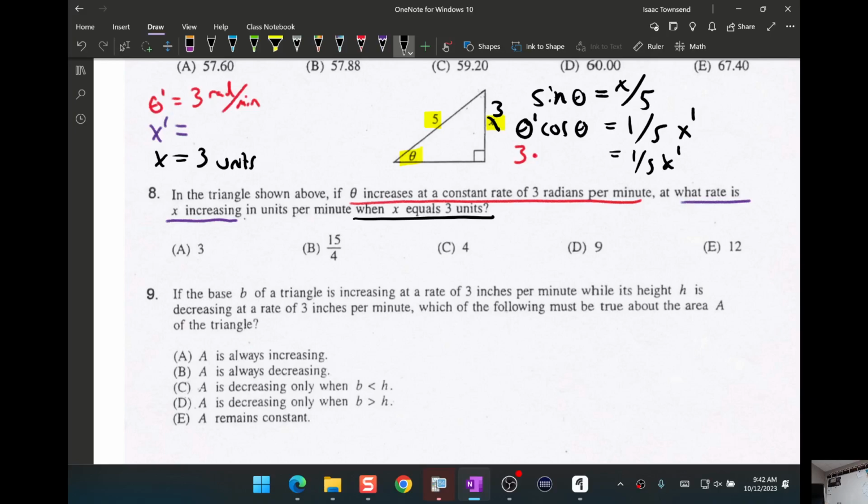So I still need to find cosine theta. Well, how do we normally find cosine of an angle? Okay, so you've got to solve for adjacent. It would be 4. So cosine of that angle would be 4/5 because it is adjacent over hypotenuse. Multiply both sides by 5 and you end up with x prime is 12. So choice E.